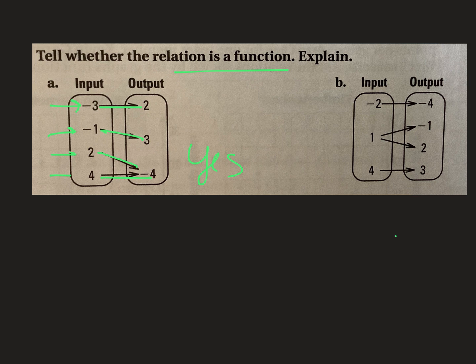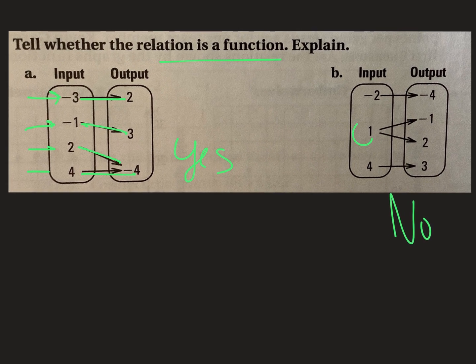Now, if you look at part B, I'm going to say no. What messes it up is this crazy 1 right here, because that 1 is going to two different places. That x has two different y's. Remember, if it's a function, every x can only have one y. This one right here has two y's, therefore that's not a function.